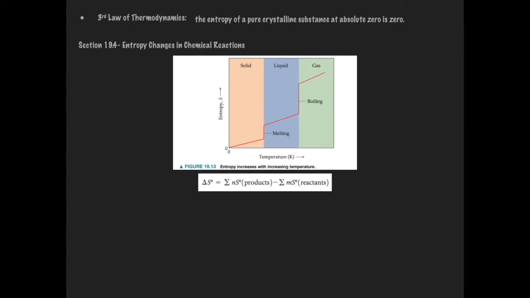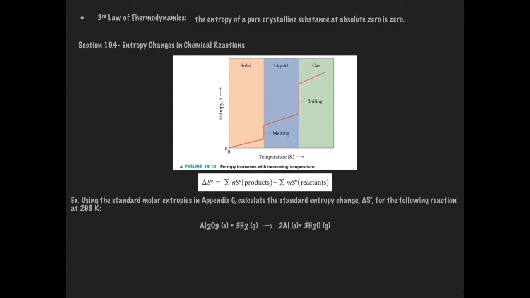So to calculate the change in standard entropy, this should look really familiar. It's the sum of the standard entropies of the products minus the sum of the standard entropies of the reactants. And we actually did that with enthalpy previously. So in order to calculate the standard change in entropy, that's going to be equal to 2 times the standard entropy of aluminum plus 3 times the standard entropy of water. Notice this is going to be water gas, so be careful with that, minus the standard entropy of aluminum oxide plus 3 times the standard entropy of hydrogen gas.